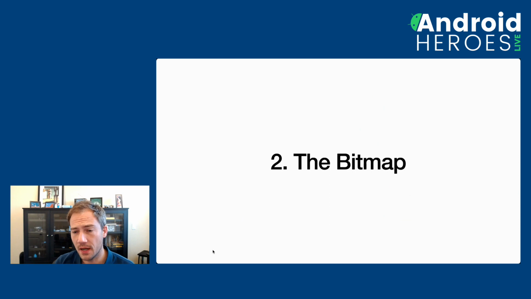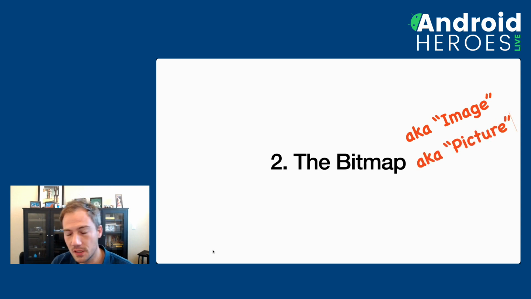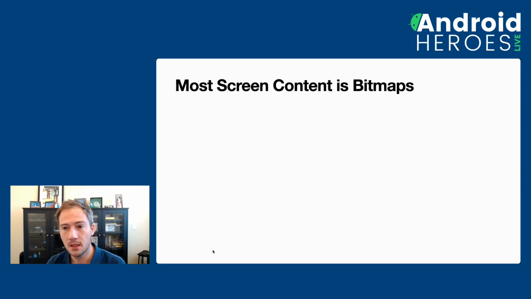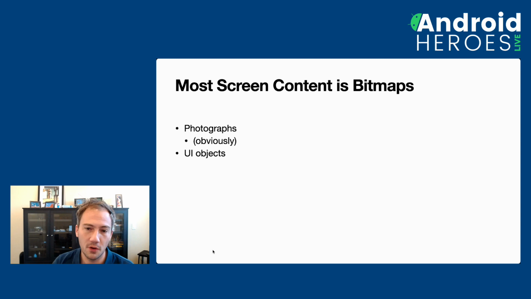So instead, like I said, we use high-level primitives. The first one we're going to look at is the bitmap, or image, or picture. And confusingly enough, on Android we have something called a Picture, and it's not really a bitmap. It's more a list of commands for the canvas. Most of the screen content that you see is made of bitmaps, or at least used to be made of bitmaps. So photos, images, but even the UI objects, right?